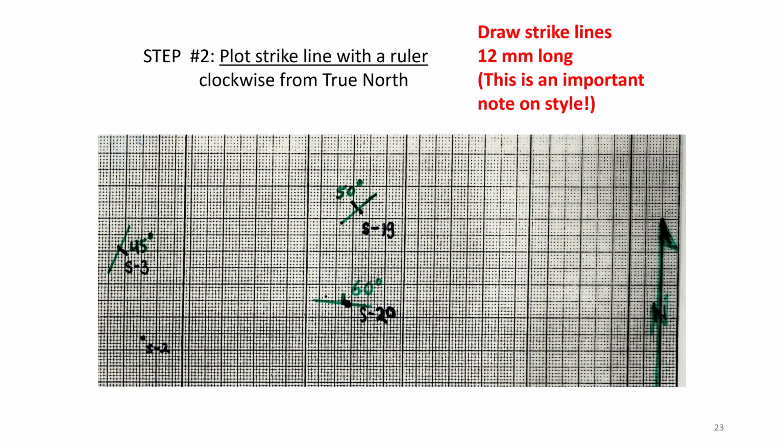So the strike line is plotted on your map with a ruler, moving clockwise from true north in the exact strike orientation that your measurement was taken in. In this example, at station 19, the strike value is plotted as approximately 235 degrees, and the dip value is 50 degrees. Dip is, by definition, perpendicular to the strike orientation. So the short dip tick is drawn perpendicular to the strike line, and the value of the dip, 50 degrees, is written on the measurement itself. A style comment is it's important to draw strike lines that are 12 millimeters long to make sure they're visible and distinguishable from other features on your map.